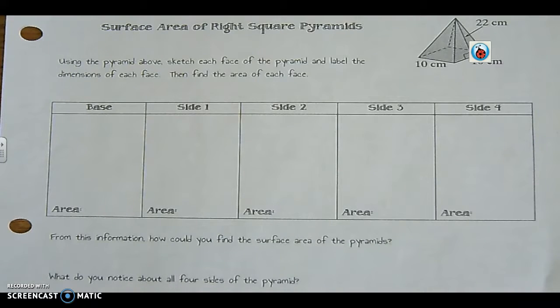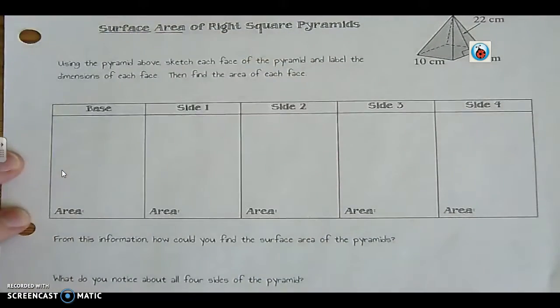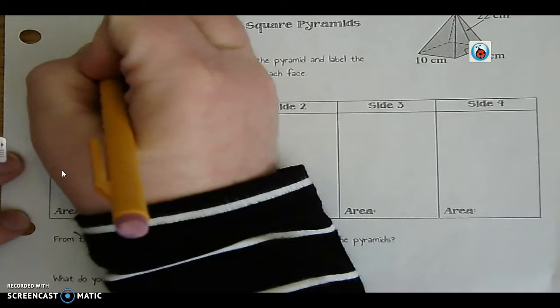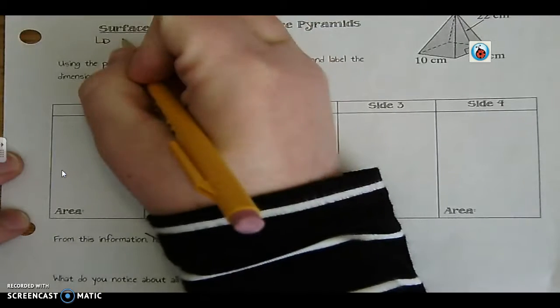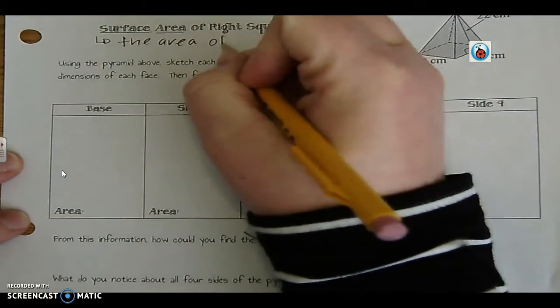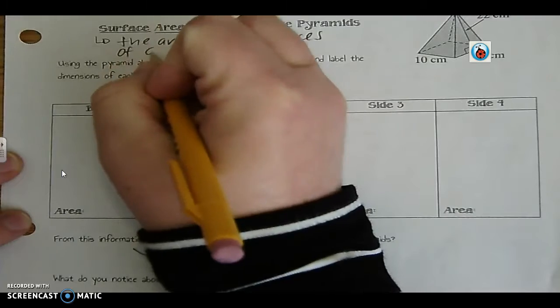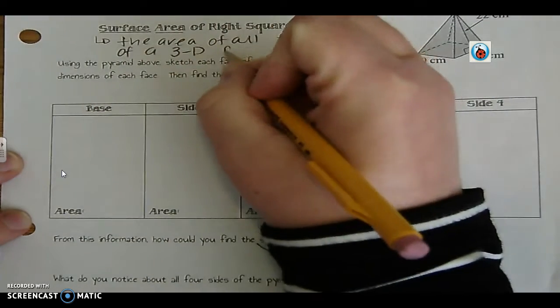These notes are on finding surface area of right square pyramids. Okay, let's review again. Surface area means the area of all faces of a three-dimensional figure.